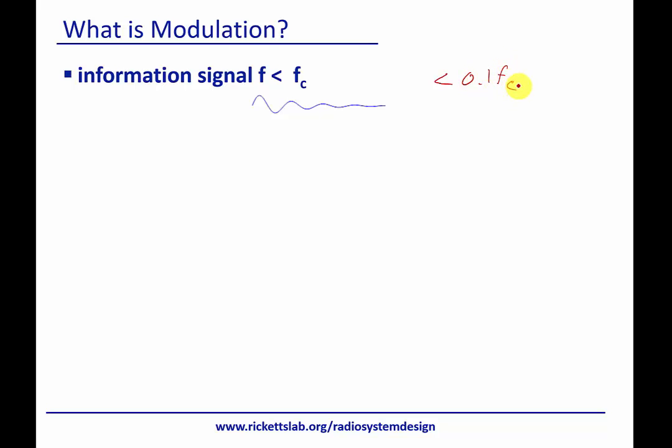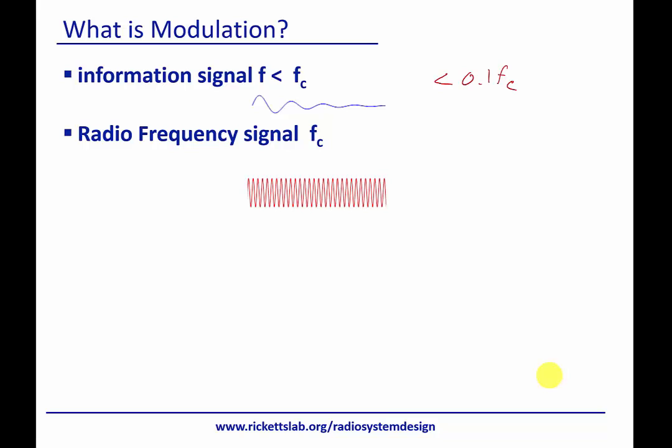And that just has to do with the fact that it's challenging to build circuits and systems that can actually use a wider bandwidth than 10%. The radio frequency signal is generally a single carrier, cosine or sine.